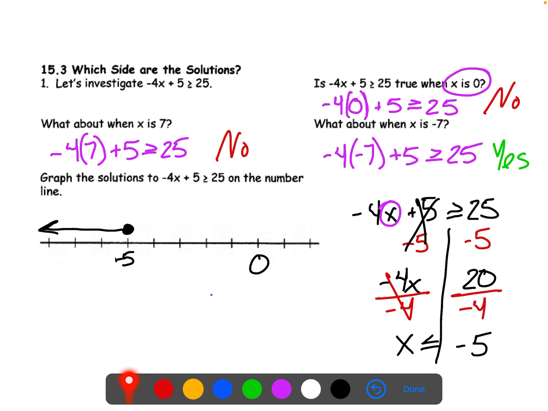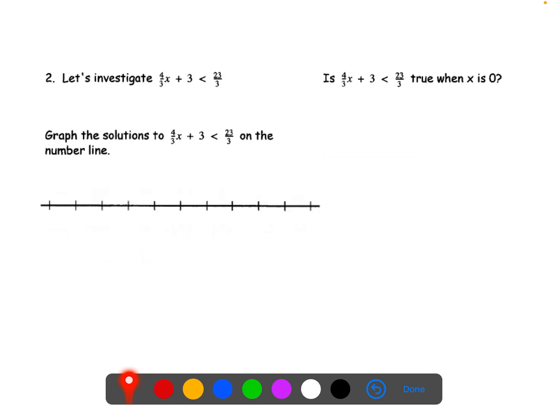Now, it is your turn. So take a look at 2, and you're going to be working with fractions. Don't freak out. You can do this, but answer the questions so we can decide, should this less than symbol remain when we write our answer, when we write our solution for x, or should it reverse and become greater than?